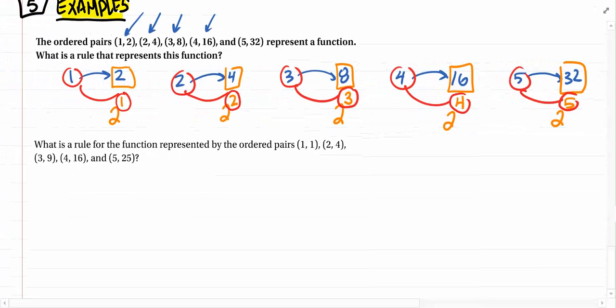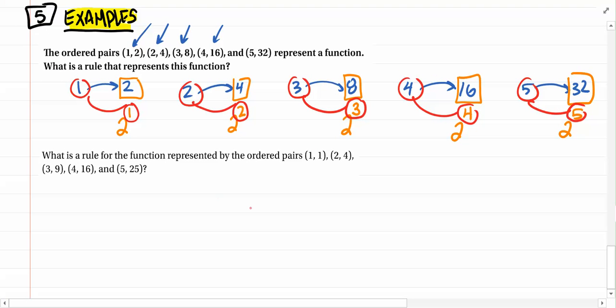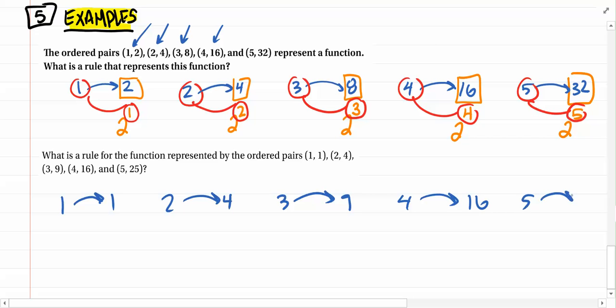Okay, let's take a look at this one. Write the rule again. So again, what do I know? I know that 1 gets mapped to 1, 2 gets mapped to 4, 3 gets mapped to 9, 4 gets mapped to 16, and 5 gets mapped to 25. So can you come up with another way of relating the outputs? This is how I do it. I look at the outputs, and I look for a relationship between the inputs and the outputs.